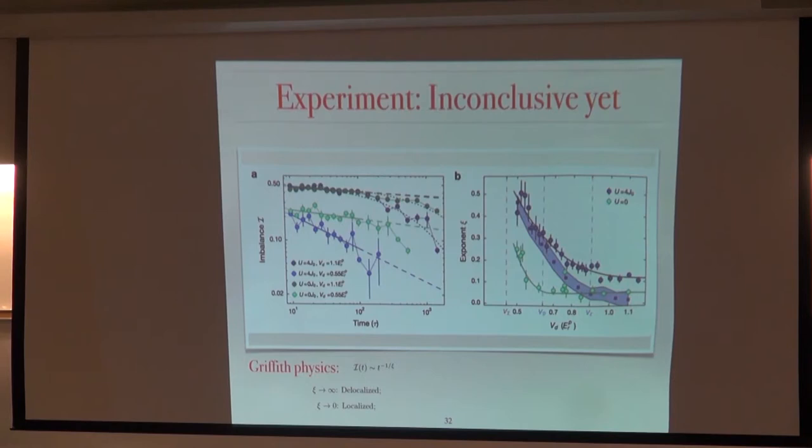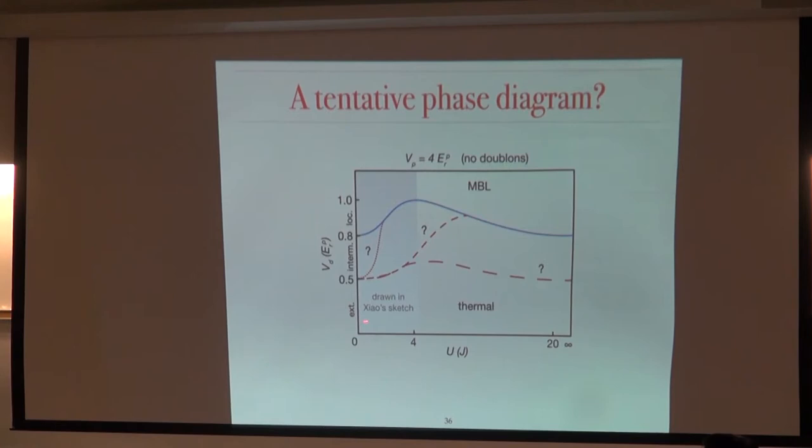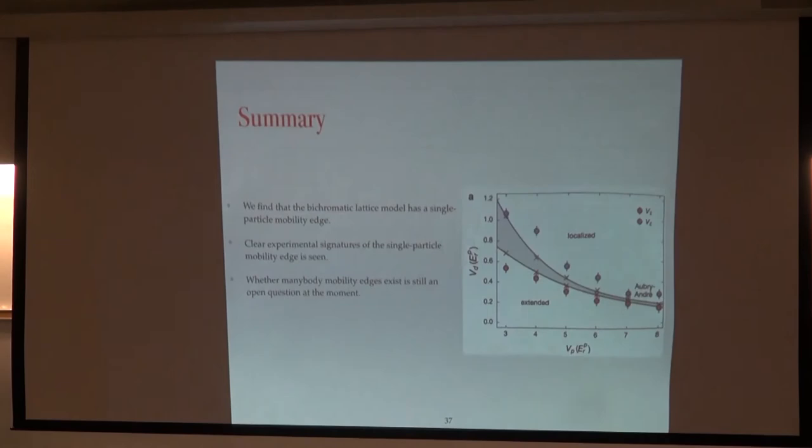Our current understanding is that the answer to the first question is likely affirmative. We do have MBL because the particle decay does go to minimal. But the second question is inconclusive, and we need to leave it for future studies. This is the possible phase diagram we conjecture. Without interaction, we have extended, localized, and intermediate. What happens when we turn on the interaction? Well, that is still open. And that's all. Thank you so much.